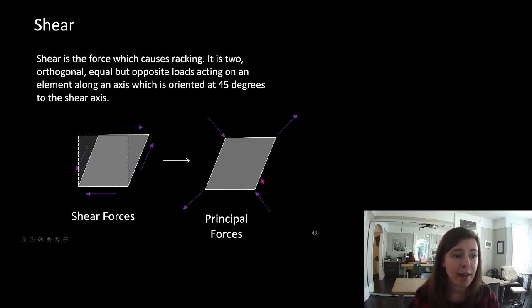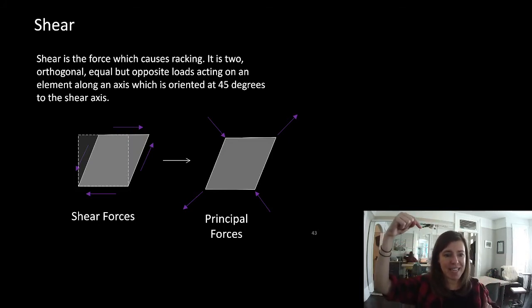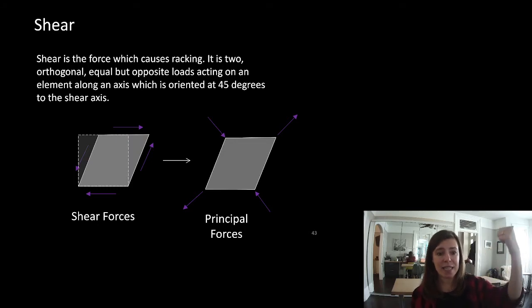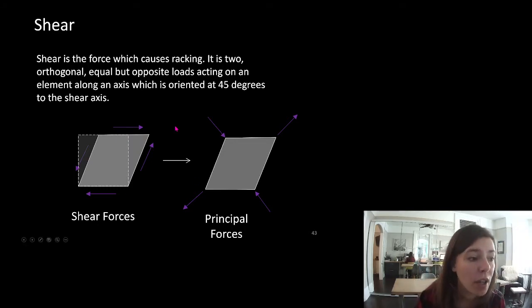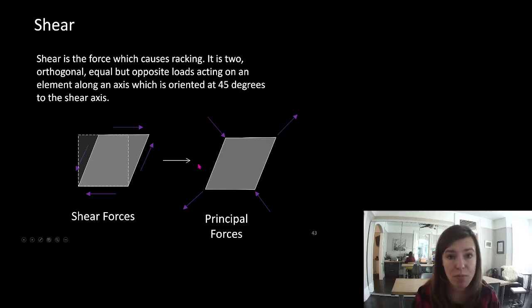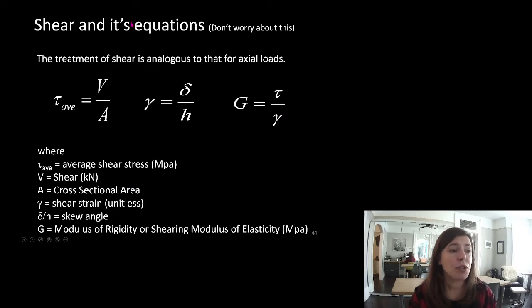These can be rewritten as these 2 compressing and these 2 in tension from each other. So you can take those shear forces and rewrite them as principal forces at a 45 degree angle. So shear and its equations, we're not going to worry about this. I just wanted to show you that this idea of stress and strain for axial loads applies to shear loads as well. We are not going to analyze these, but I want you to know they exist, and I want you to see that they look similar.